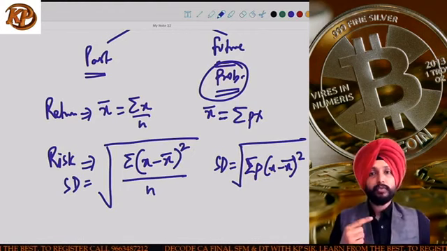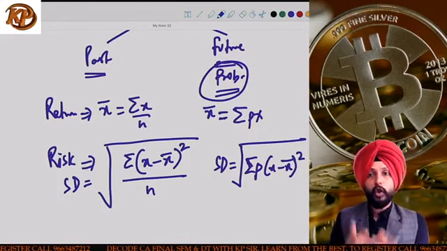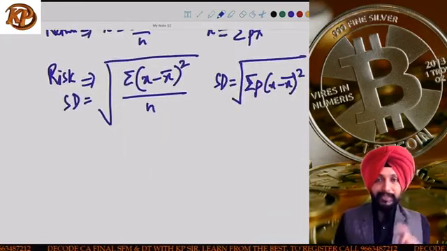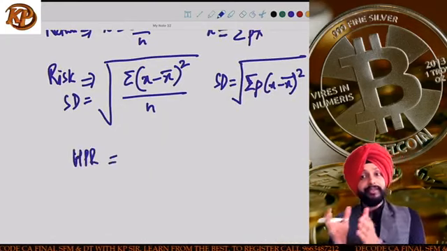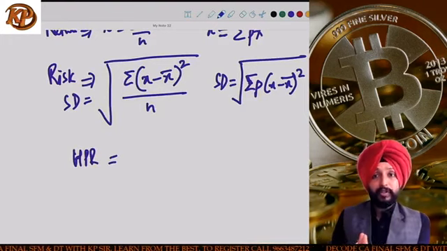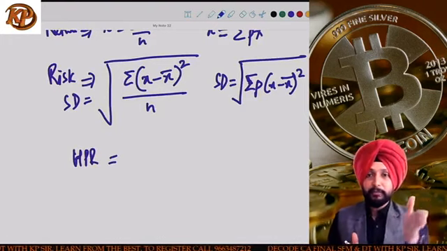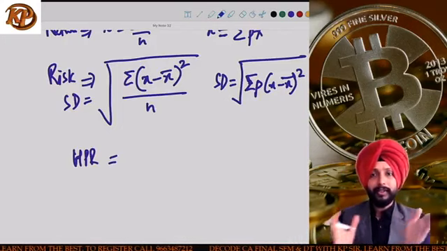Second category sums is where they don't give you return data, they give you price and dividend information about the stock. If they give you price and dividend information about the stock, the first thing you got to do is calculate the return. You got to calculate the return first, and then using that return you will calculate the average expected return and risk of the stock, either using past data or future data, that does not matter.